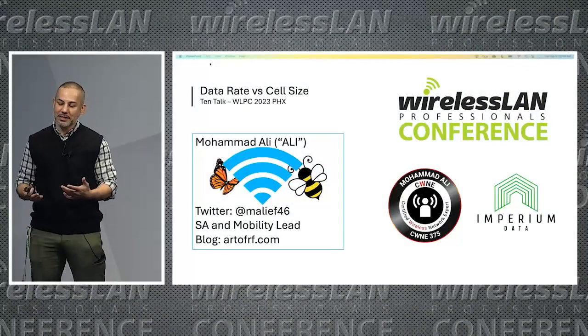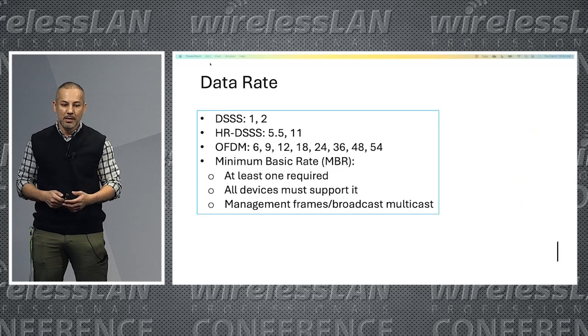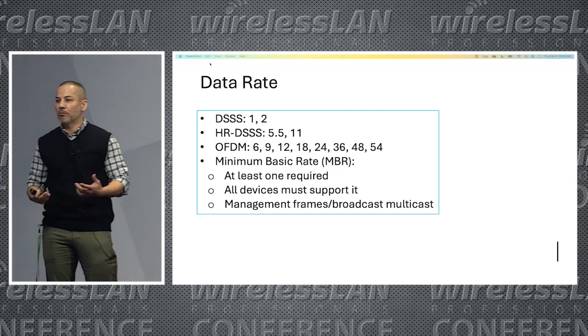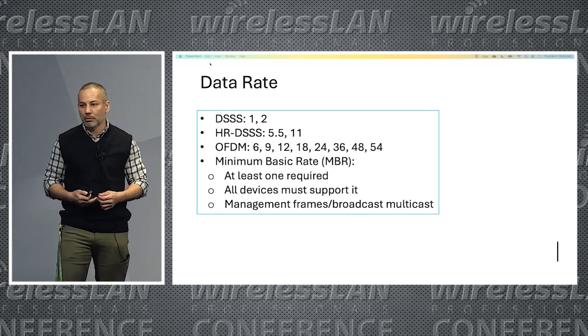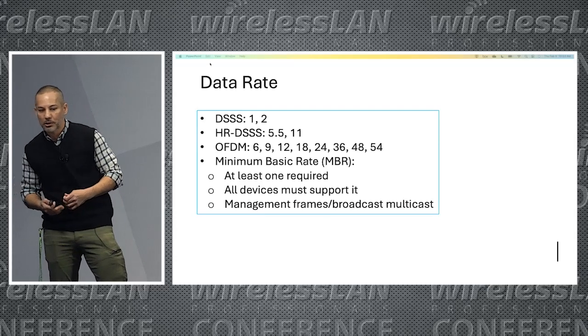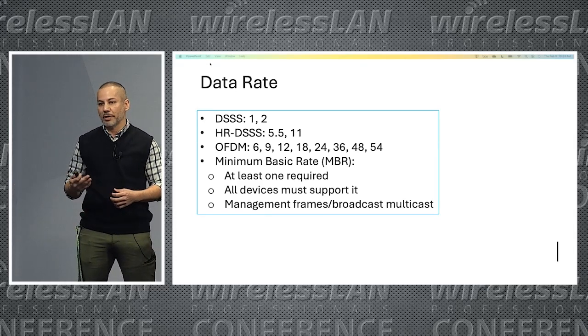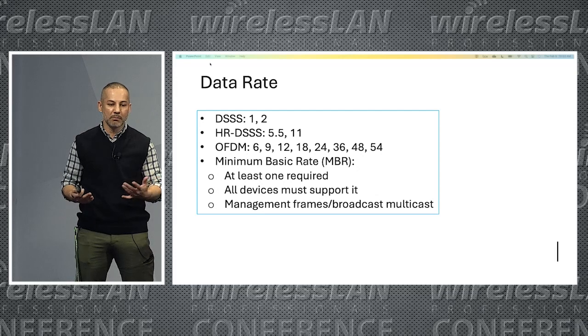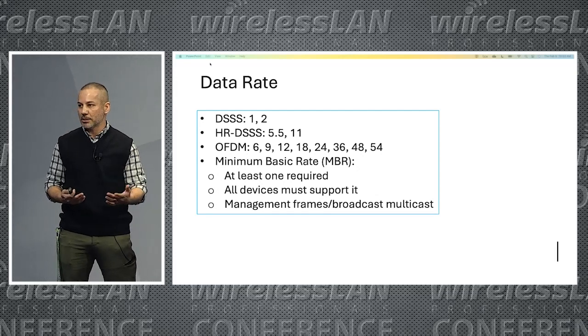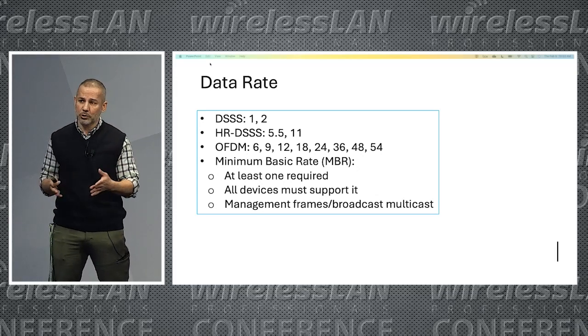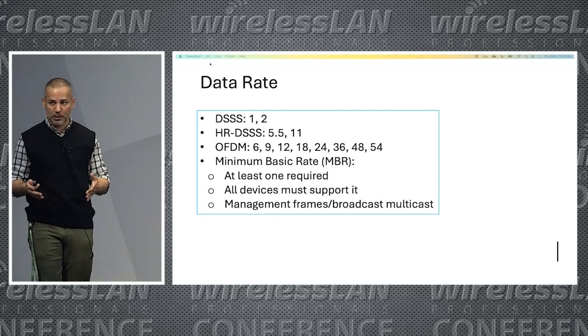So my topic is data rate versus cell sizes. Data rate, we're all pretty familiar with the terms, what they are. No reason to get deep into it. DSSS data rates, HR/DSSS data rates, OFDM data rates, and then there's minimum basic data rates. I'm going to focus on OFDM because that is what my testing is based on.